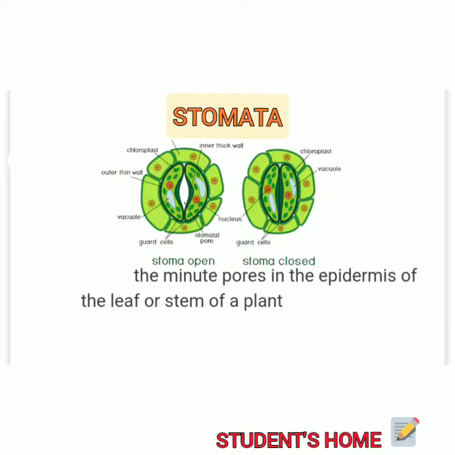So class, as you can see in the picture, the stomata can be in two positions. First, the stomata can be in open position. Second, stomata can be in closed position. Stomata are found in open position when there is a gaseous exchange. That means when the plant is sending out oxygen or taking in carbon dioxide for photosynthesis. And when there is no gaseous exchange, these stomata are closed.